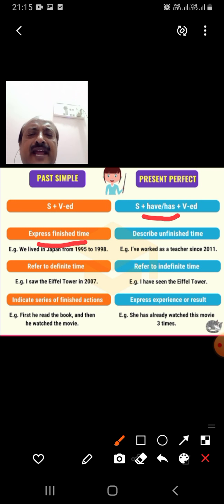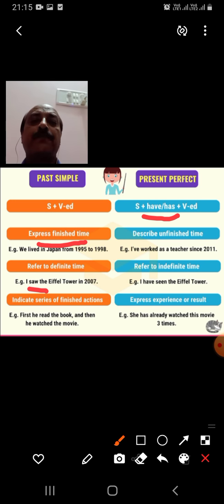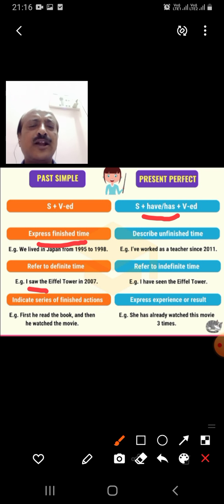Refers to definite time. I saw the Eiffel Tower in 2007. So in 2007 I saw. See is the present tense, but saw becomes the past tense. Now in present tense, how do we say? I have seen the Eiffel Tower. That means recently I have seen it. So recently means present. But for past, seen will be changed to saw.